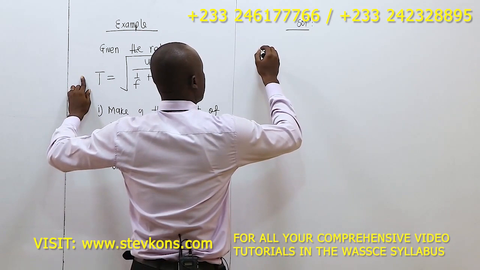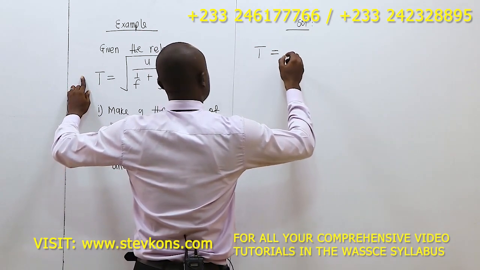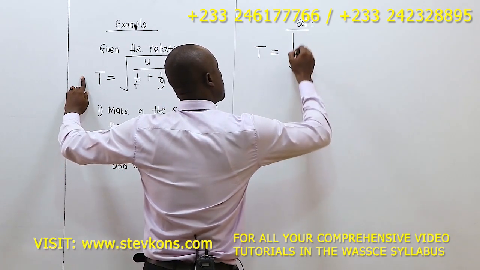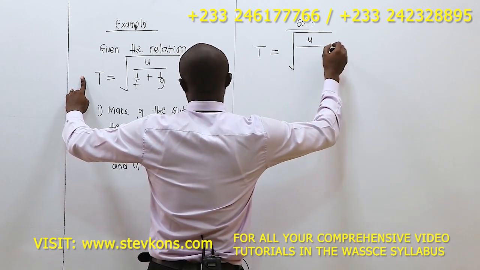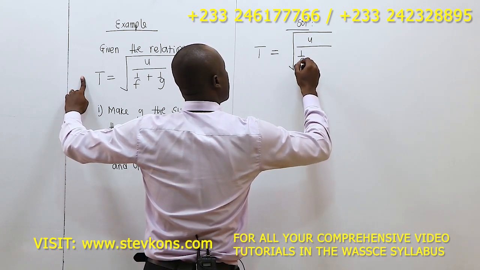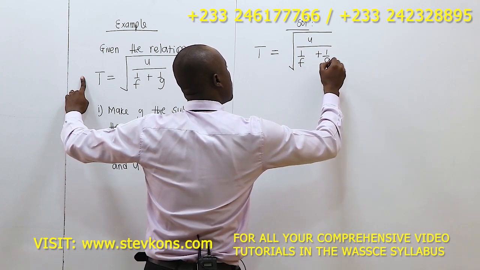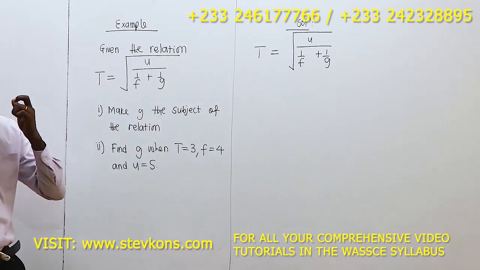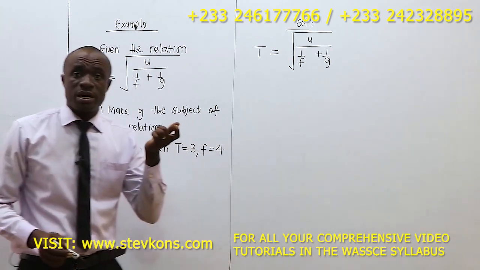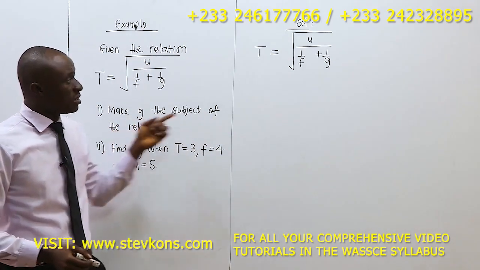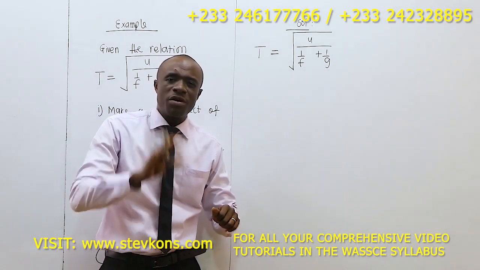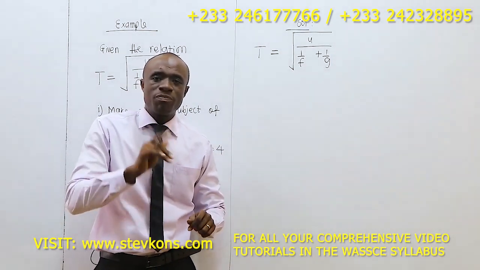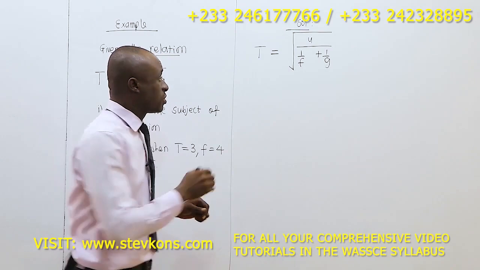So the first one, we have t equal to the square root of u over 1 over f plus 1 over j. Now, we want to make j the subject, but this j is in a radical. What do we do? We have to square both sides. Very, very important. Square both sides. Please pause the video and try the question on your own.